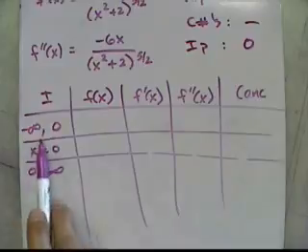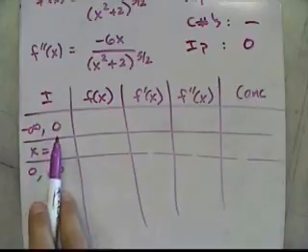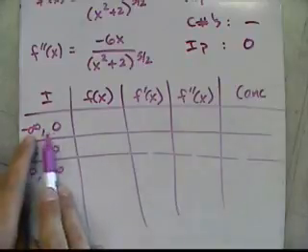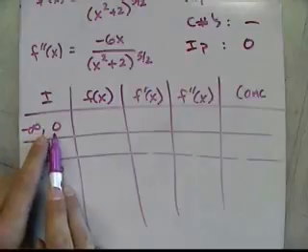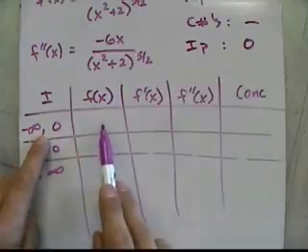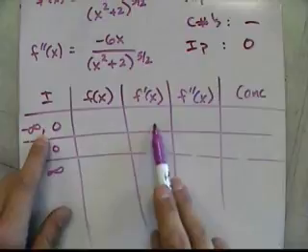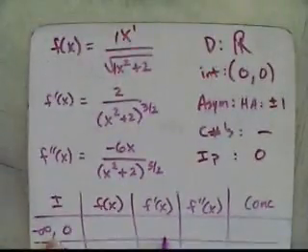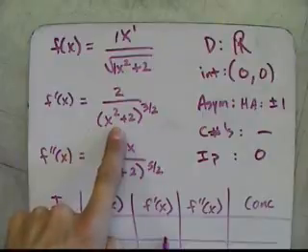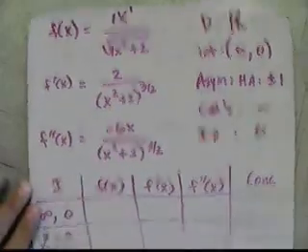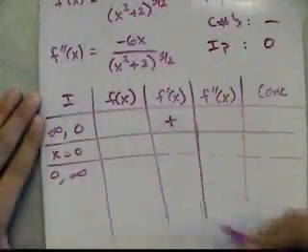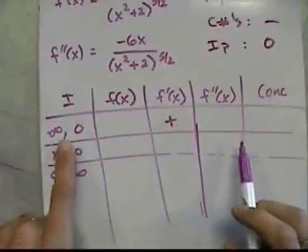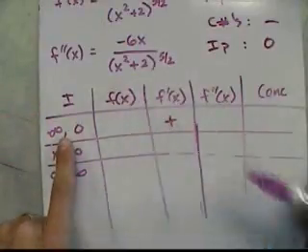Okay, so between negative infinity and 0, I'm going to pick like negative 1, right? Now I can't get a value of the function at some random number, but I can get the first derivative. So plug in negative 1 into the first derivative. Is that going to be positive or negative? Positive, okay, so I'm going to get a positive value here.